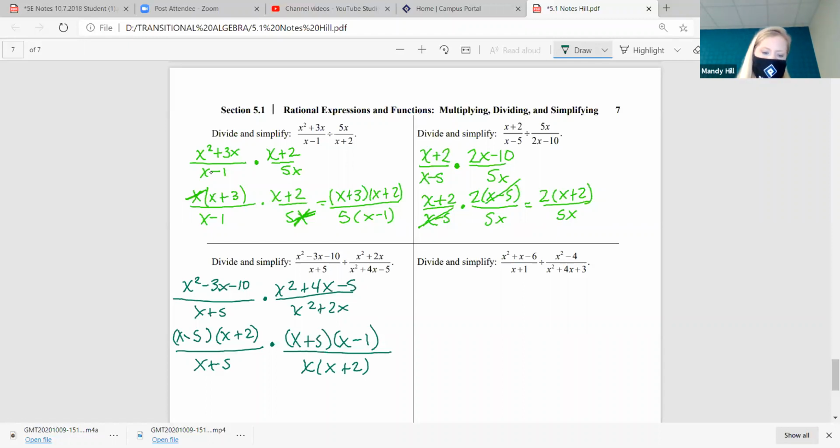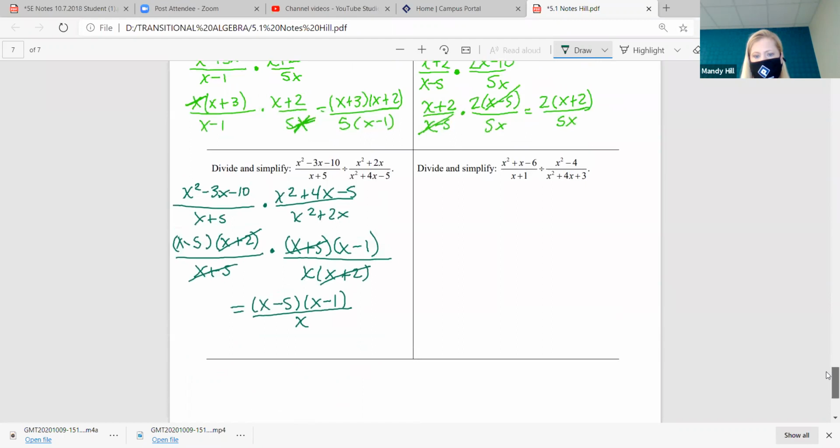Okay. So then you want to see if anything's the same on the top or the bottom that will cancel out. I'm noticing that I don't have anything to go with this x minus 5. X plus 2, x plus 2. X plus 5, x plus 5. Nothing to go with x minus 1. So it looks like I'm left with x minus 5 times x minus 1 on the top of that fraction, and on the bottom, all I have left is an x.